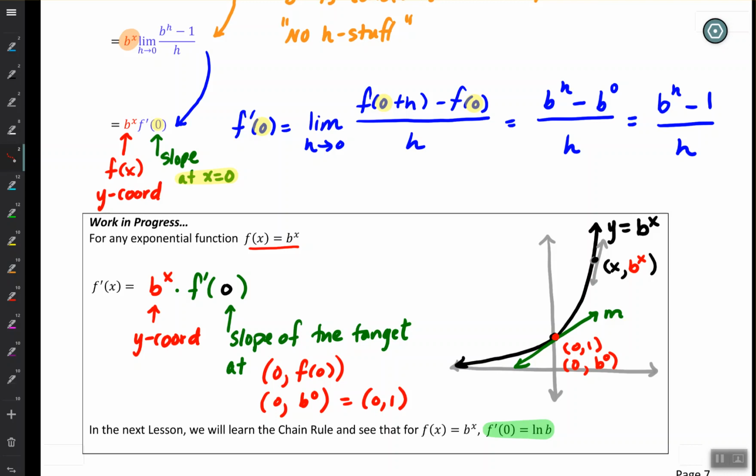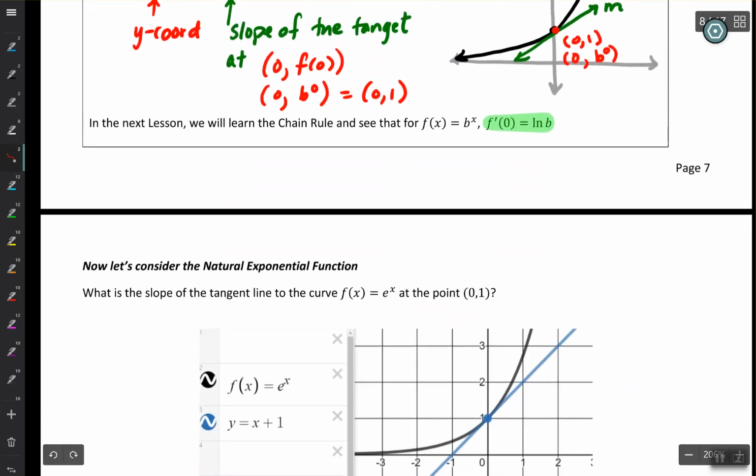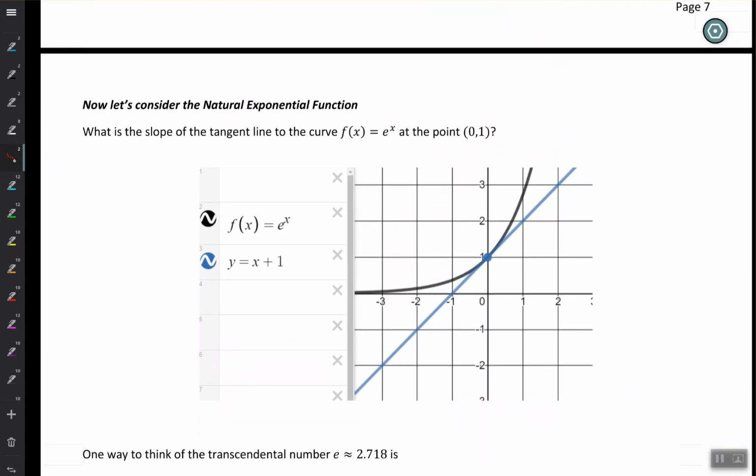What I want to do now is use this geometric understanding to explore the exponential function e to the x, the natural exponential function. Okay? So let's try to figure out what the slope of the tangent line at the point 0, 1 is for the function e to the x, where e is that number between 2 and 3, a little bit closer to 3. E is about 2.718.